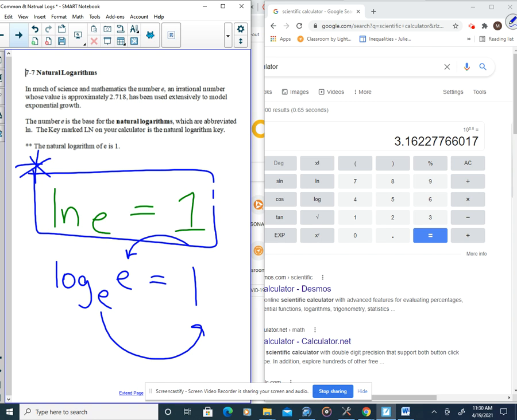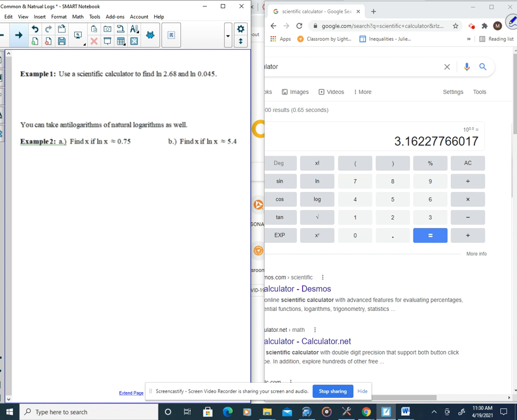Right, this is very similar. You do it the same styles as you did with the common logarithm. So I'm just going to show you how to do it on a calculator.